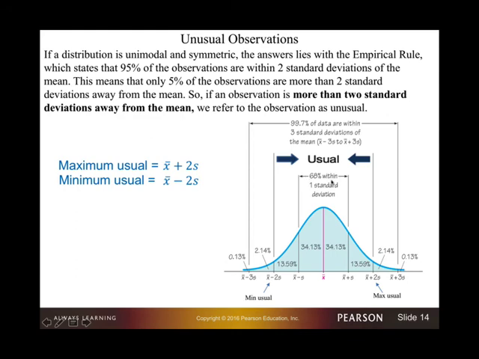But if your data is below the minimum usual, we consider this an unusual value. Or if your data is above the maximum usual, we call this unusual data as well. Okay, I want you to remember these two formulas, the maximum usual and the minimum usual. If the data value is above the maximum usual or below the minimum usual, that means the data is an unusual value. If your data is within the minimum and maximum usual, we consider the data a usual value.